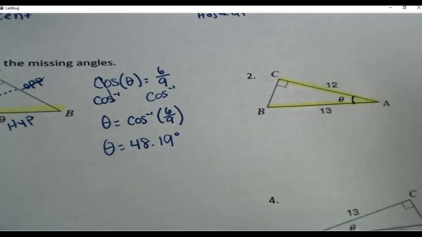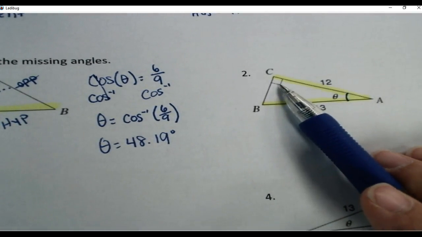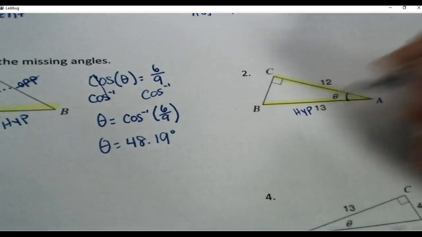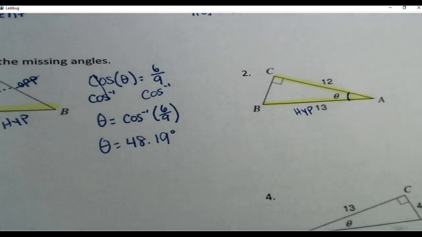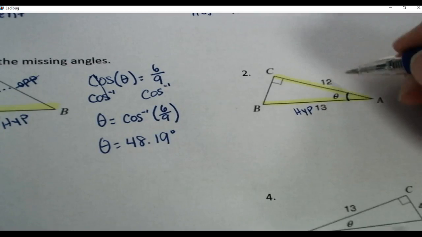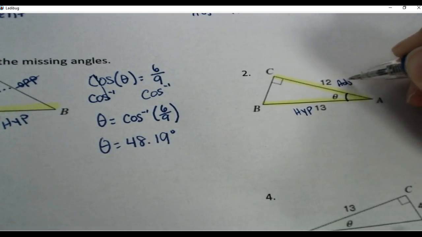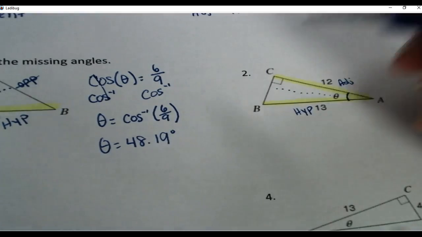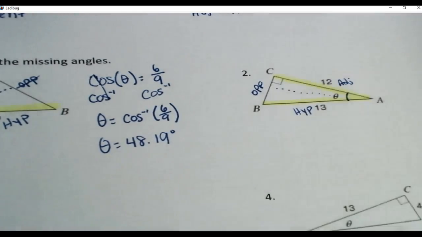And so again, we label it. We find our right angle. Across from it is our hypotenuse, so that's our 13. Our other highlighted side is always adjacent. And then across the triangle, never highlighted, is opposite.